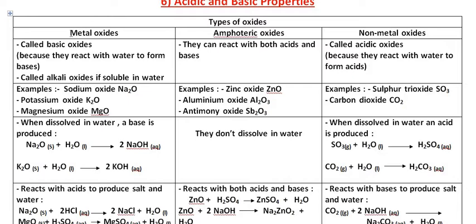Acidic and basic properties. You know that any metal can form an oxide. Metals form oxides such as sodium oxide, potassium oxide, manganese oxide, zinc oxide, many metals. Any element can combine with oxygen to form an oxide. If a metal reacts with oxygen, it will form a metal oxide. If a non-metal reacts with oxygen, a non-metal oxide will be formed.